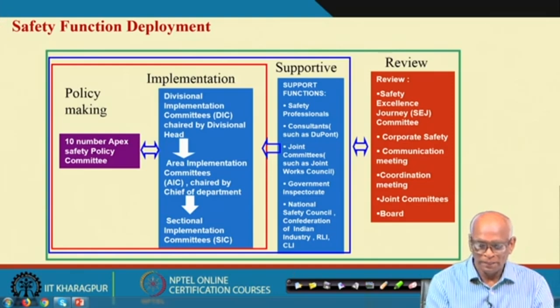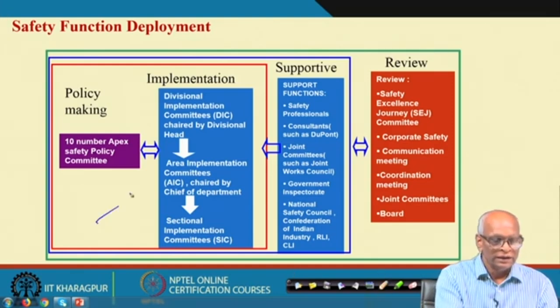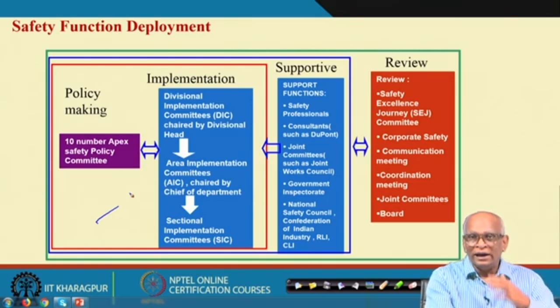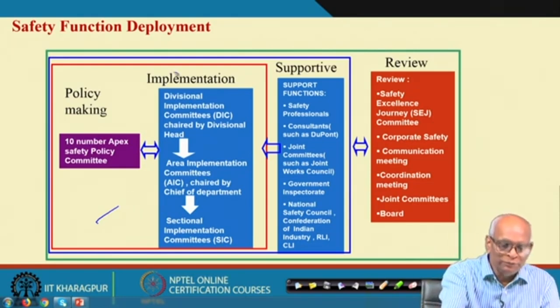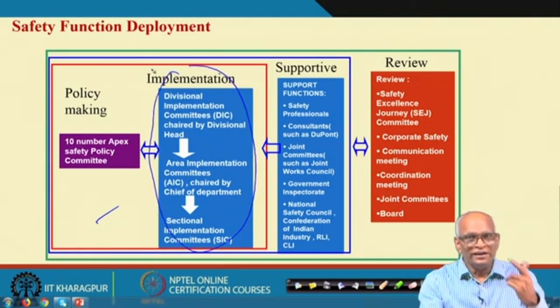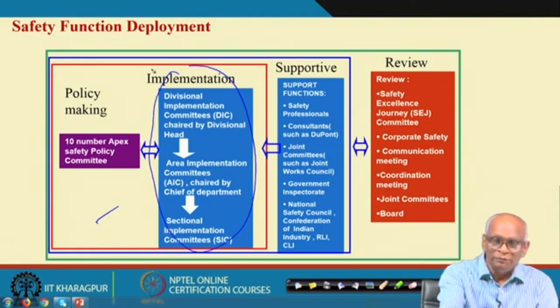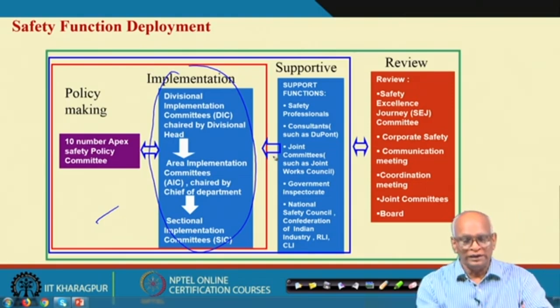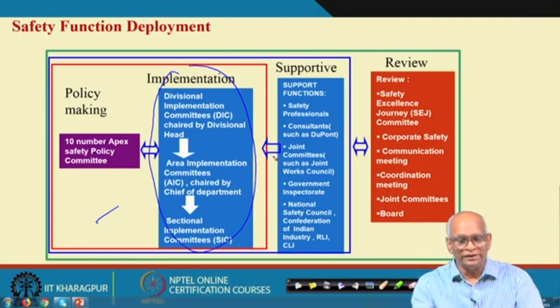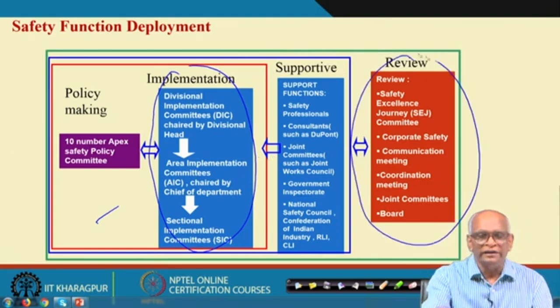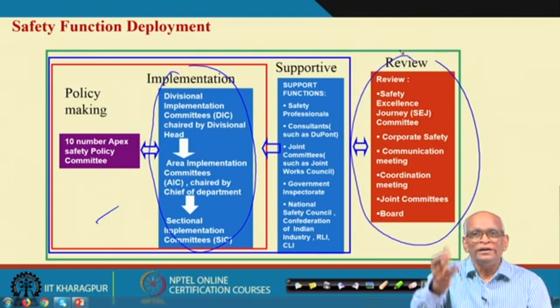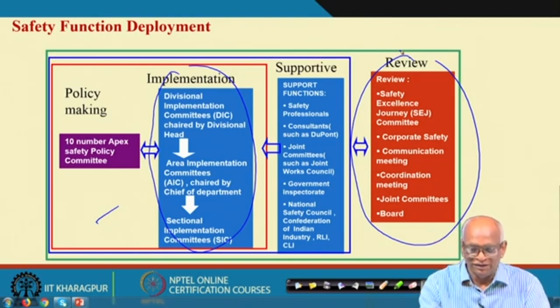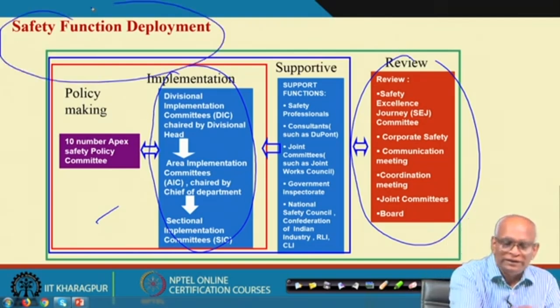And they have policy making committees in the organization. Somebody has to take the policies. They have to make the policies. That is the leadership teams. And they have got the implementation teams. If the policies are made, they have to be implemented in the organization. Then they have the supporting people, like safety people and outside consultants, who should help, and finally, they will review it at different levels, so that, following PDCA, we make improvement. Review leads to improvement. So, this is the safety function deployment in that organization.